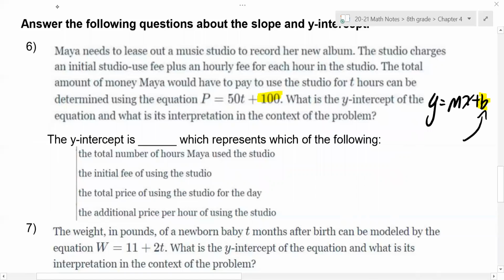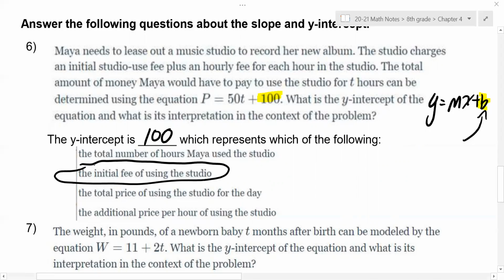So the y-intercept is 100, which represents which of the following? The total number of hours Maya used the studio. Okay, no, because this is the total number of hours that she's using the studio. That's T. The initial fee for using the studio, that's right, because that's what it told us. The total price of using the studio for the day, no, because that's P.